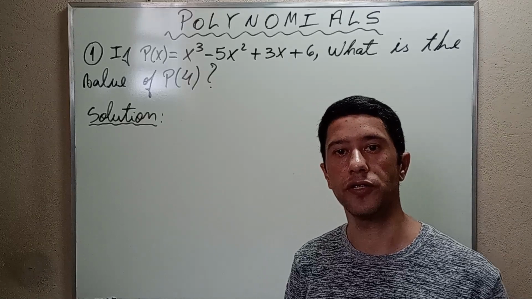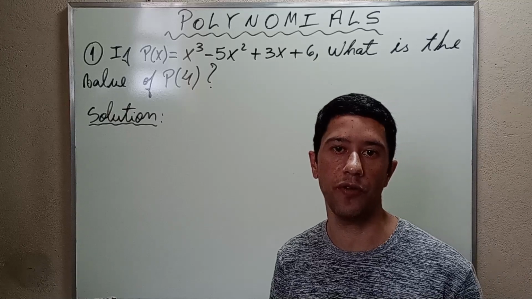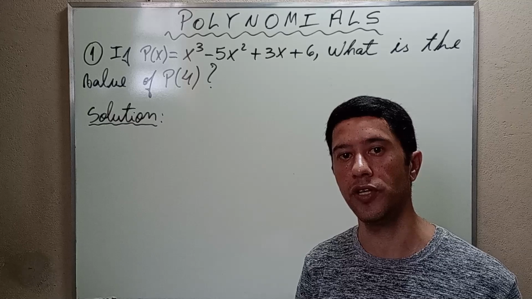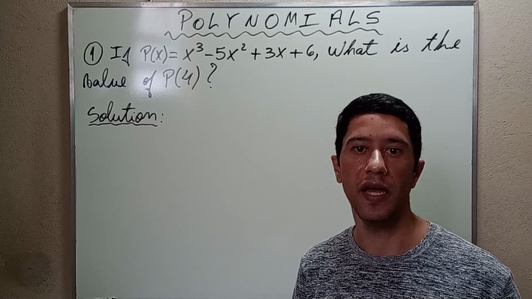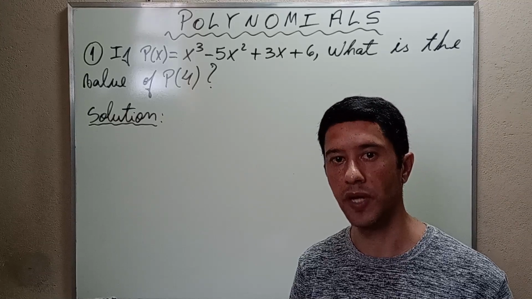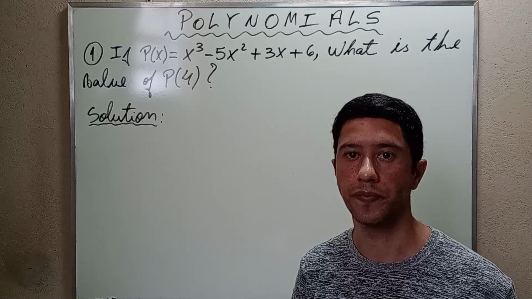In mathematics, a polynomial is an expression consisting of variables and coefficients that involves only the operations of addition, subtraction, multiplication, division, and exponentiation to non-negative integer powers, and that has a finite number of terms.